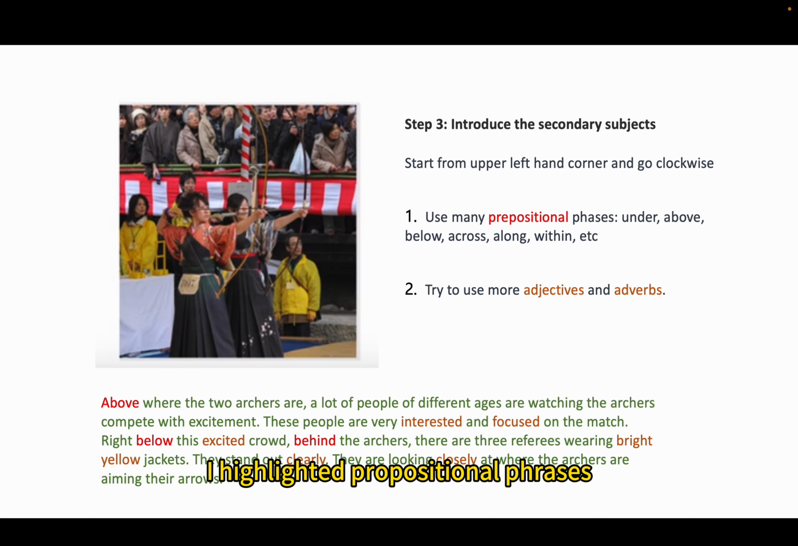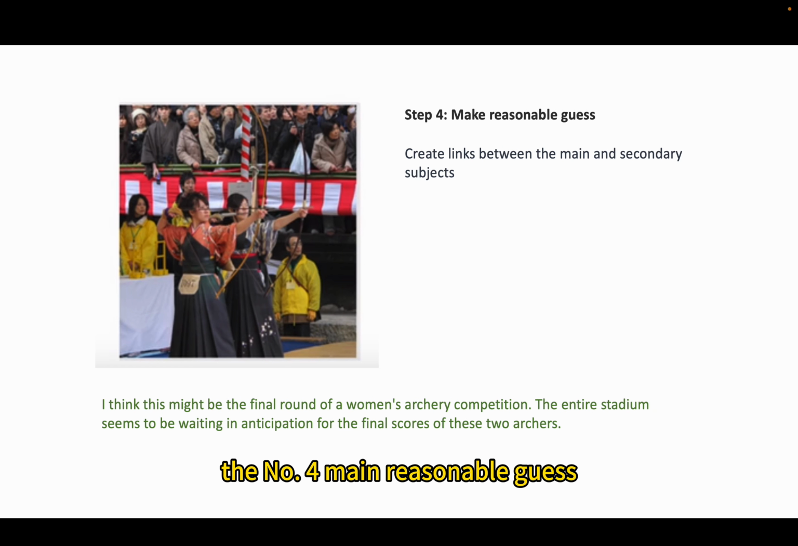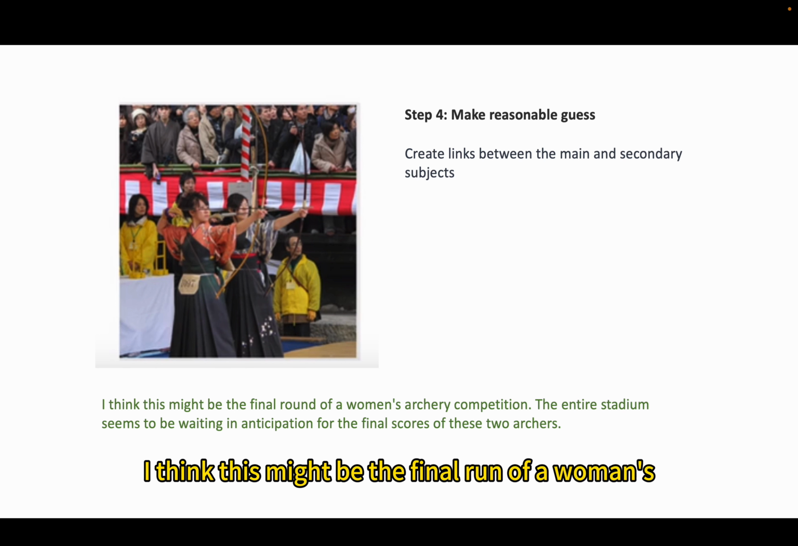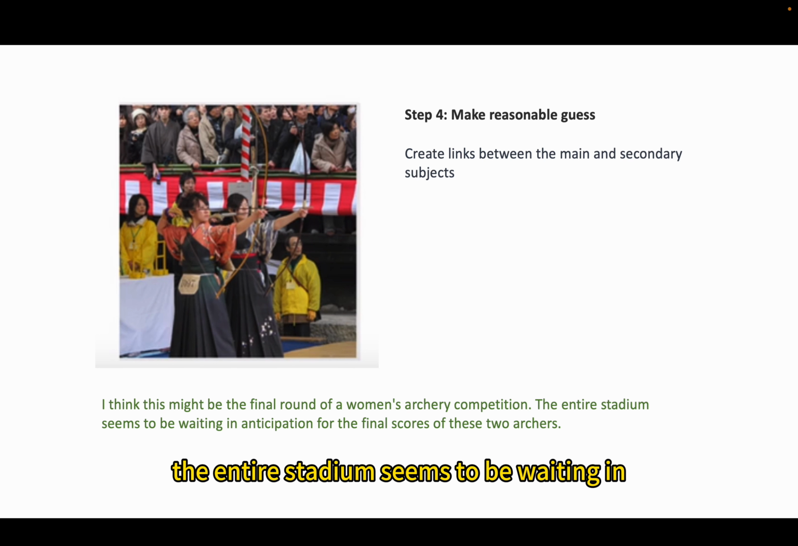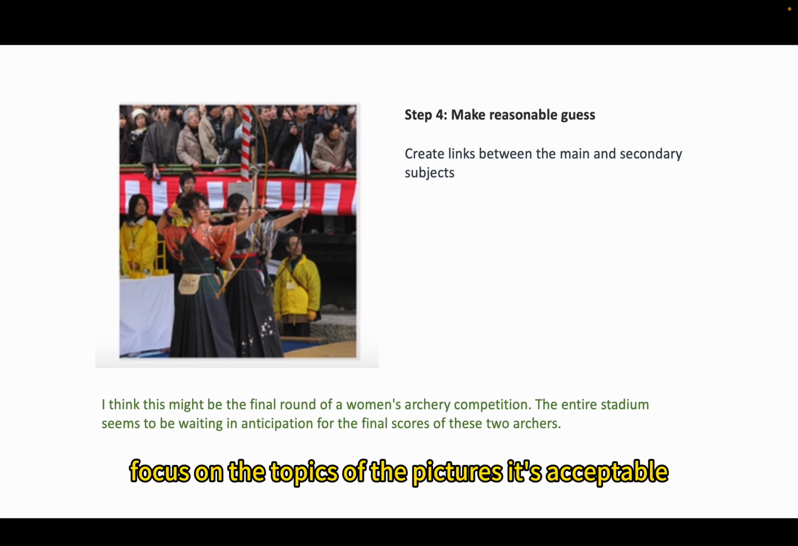So I highlighted prepositional phrases, adjectives and adverbs in this paragraph. We can take a look at it, and we need to think about what kind of adjectives and adverbs we can use. Step number 4, make reasonable guesses. Here we can say, I think this might be the final round of a women's archery competition. The entire stadium seems to be waiting in anticipation for the final score of these 2 archers. So I'm making a guess of what these 2 women are doing, and as long as we stay focused on the topic of the picture, it's acceptable.